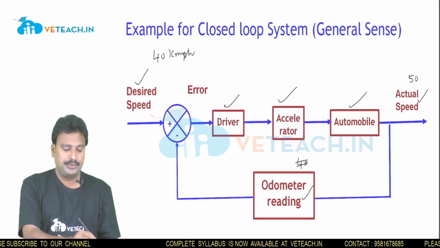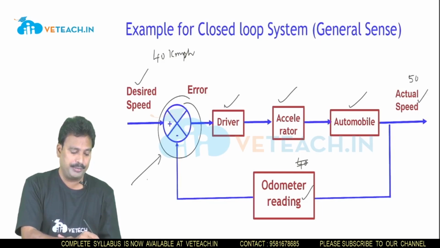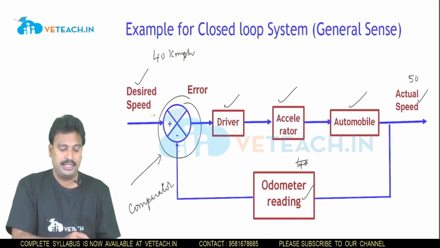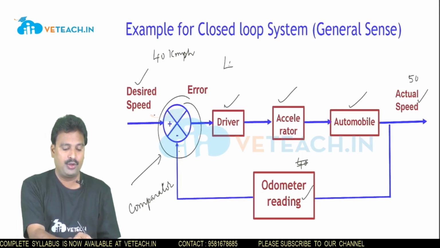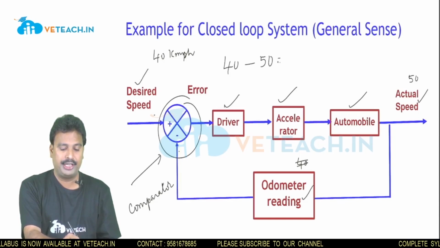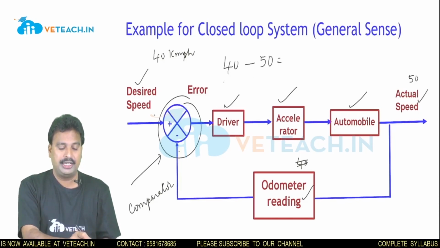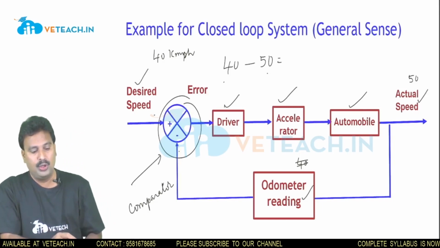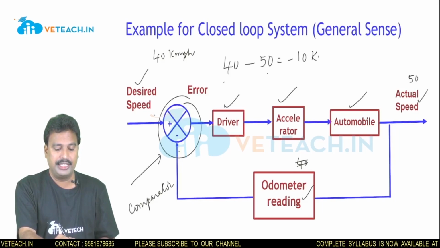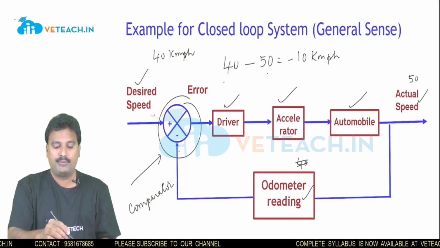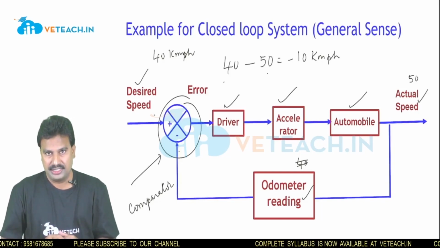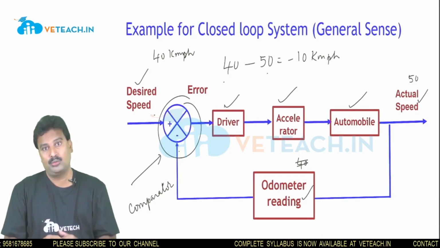Now here this is the comparator. The job of this comparator is to compare these two signals. My desired speed is 40, but the actual speed is 50. The difference between the desired value and the actual value is known as error. My error is minus 10 kilometers per hour. That means I am moving a little bit faster than what I am supposed to move.